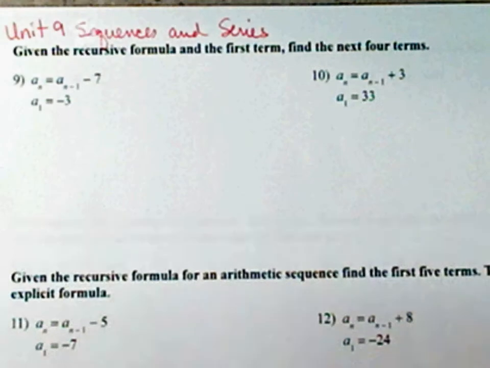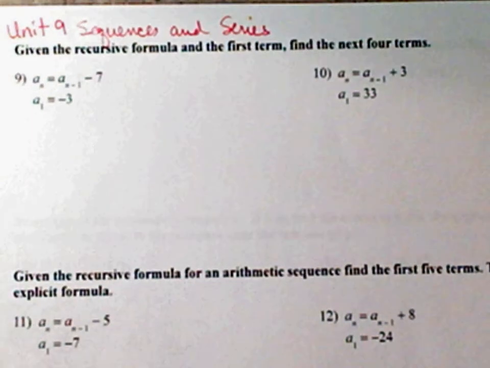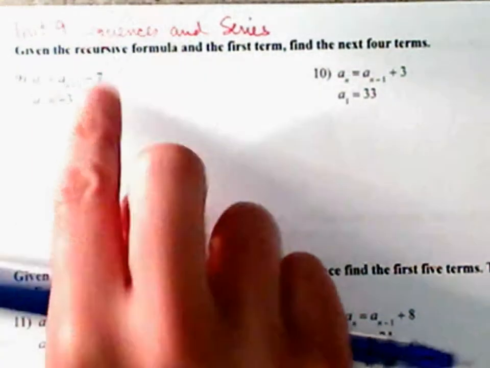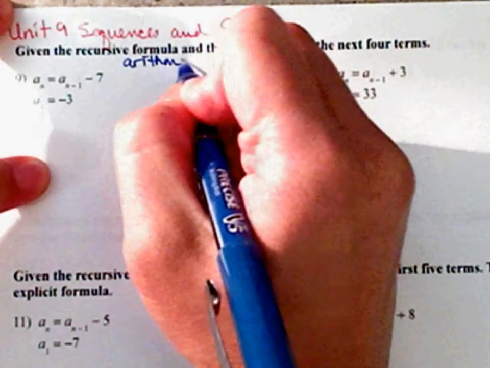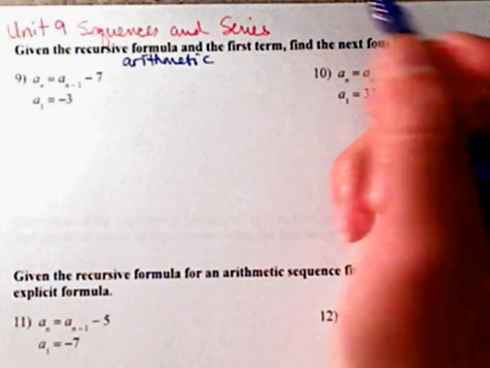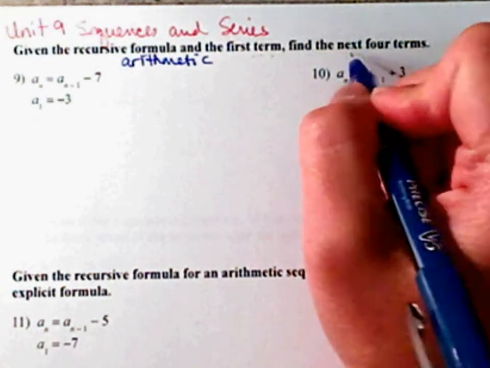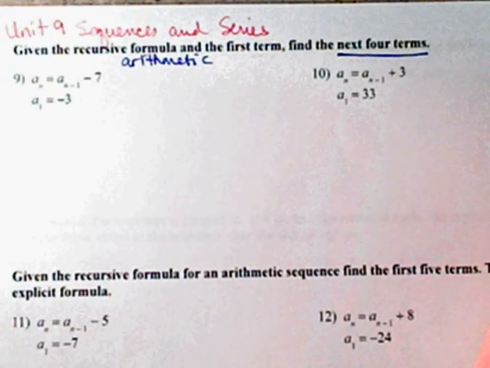Let's look at page 2, number 9. This one will cover number 9 through 14. Number 9 says, given the recursive formula, that's this right here, and that's an arithmetic recursive formula. It says, and also the first term, what are we doing? We're just finding the next 4 terms, okay?